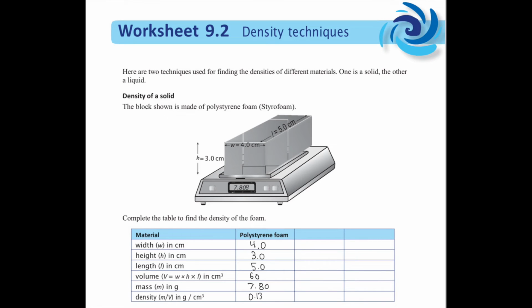To find the density, you need mass over volume. So 7.80 divided by 60 equals 0.13. So the density is 0.13 gram per cubic centimeter.